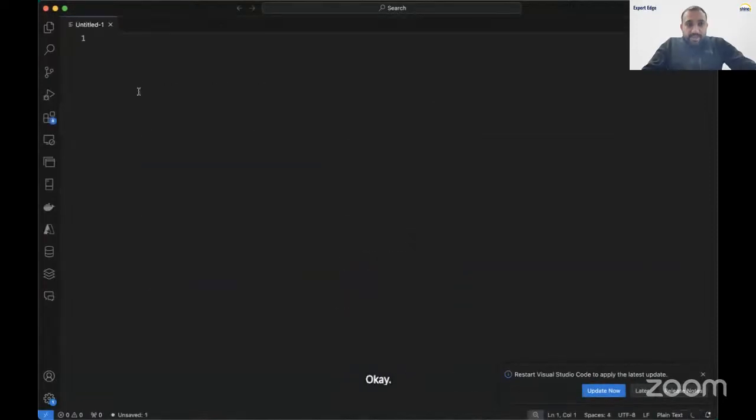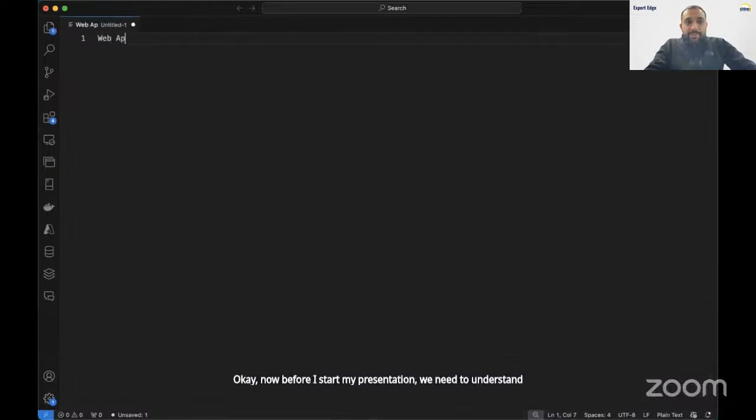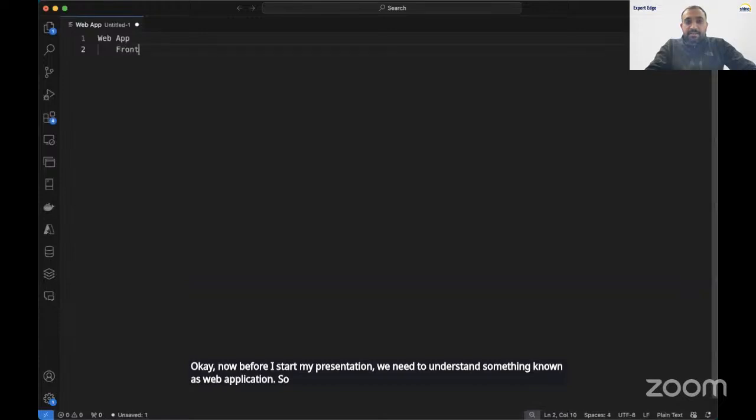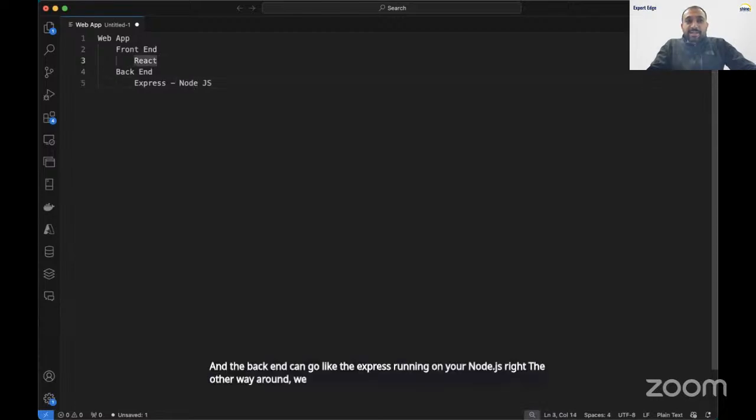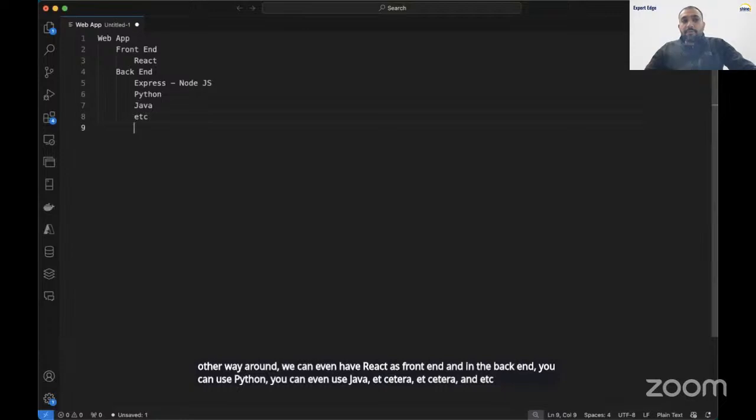Okay. Now, before I start my presentation, we need to understand something known as a web application. A web application typically has a front end and a back end. A typical example is that you are writing a front end based on some JS technology. It can be React, right? And the backend can be Express running on Node.js. The other way around, we can even have React as the front end, and in the backend you can use Python, you can even use Java, etc. So we have a lot of things coming up.